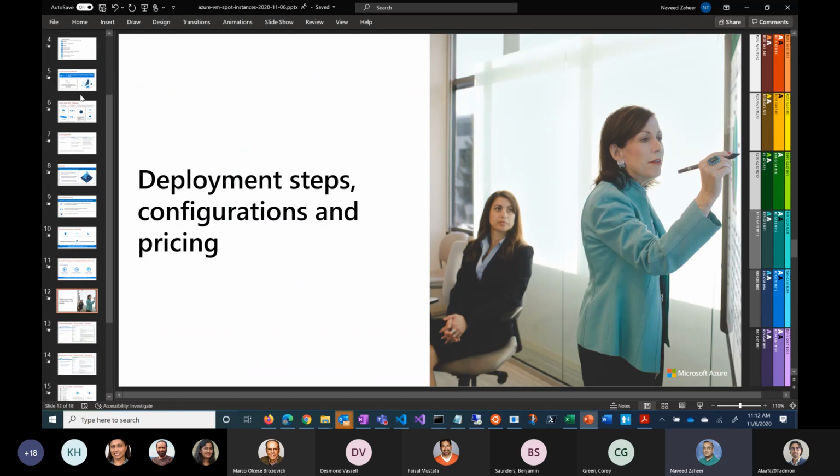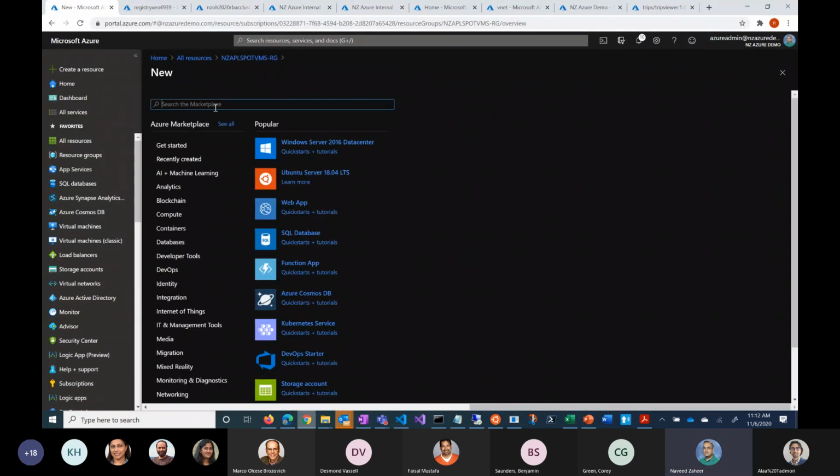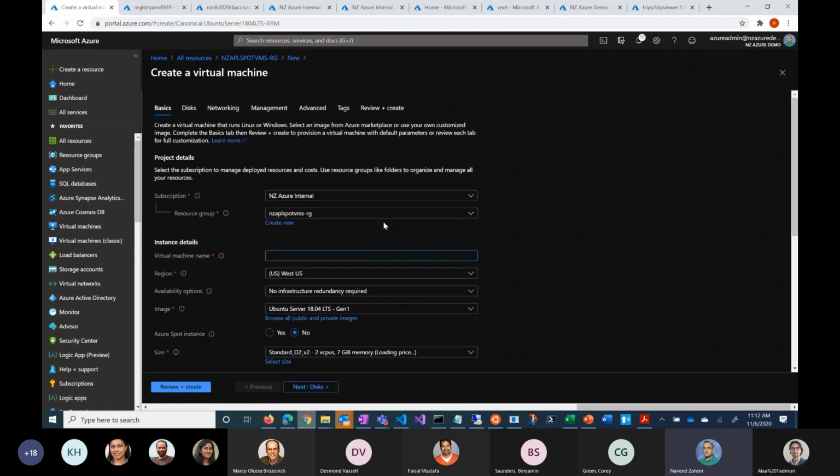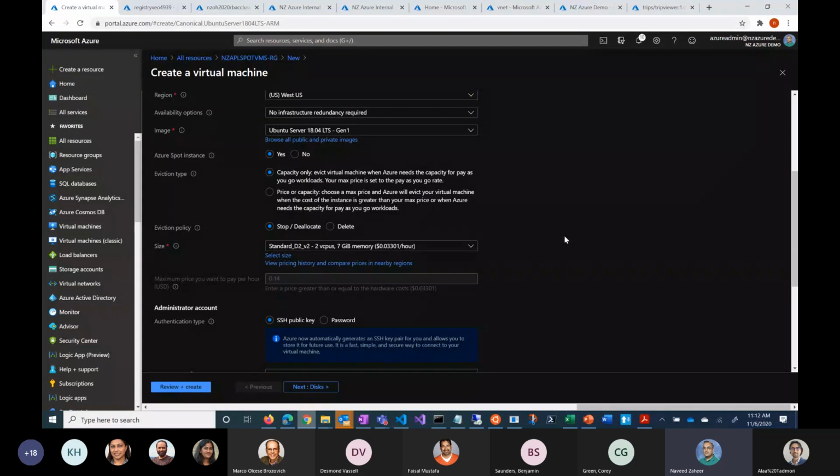Okay, let's see a few quick demos of how you can create Spot VMs. Let's go into this here, and let's create a Linux virtual machine. Let's see how that experience looks like. So I'm going to call it 1, and this is where it says Spot VM instance. It tells you what Spot VMs are. If I say yes, it will show me how you want to do the eviction.